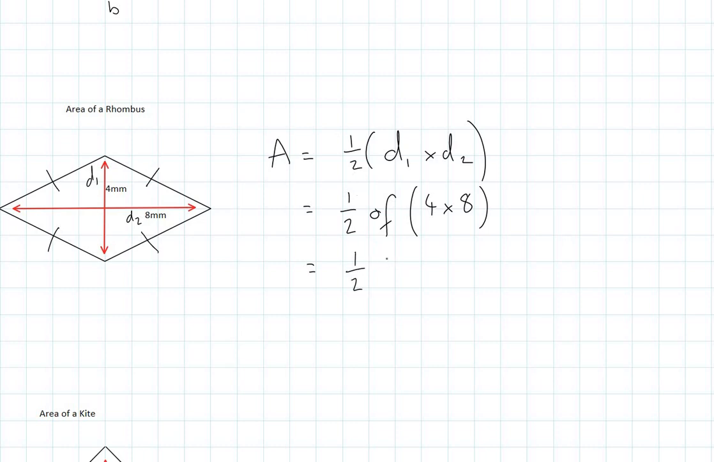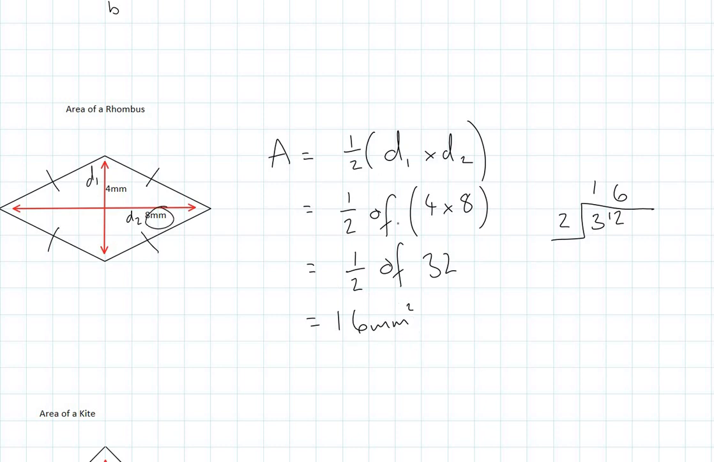So let's do half of 32, and set out a sum, just in case you need to do that. So how many 2s go into 3? 1, with 1 left over. How many 2s go into 12? 6. Okay, so it's going to be 16 millimeters squared. Remember the lengths are in millimeters, so your area is going to be millimeters squared.